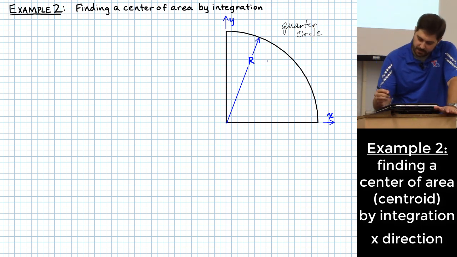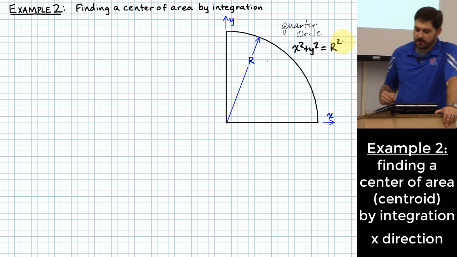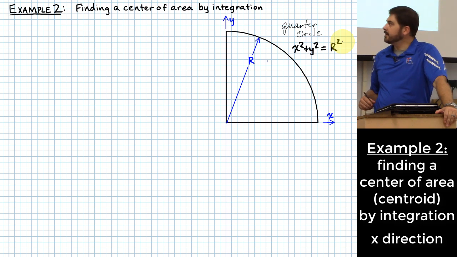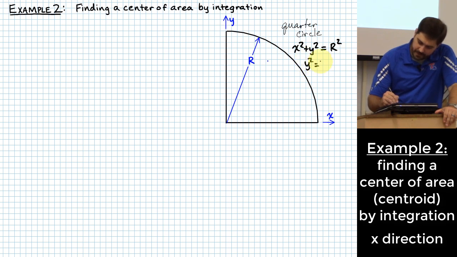Okay? I hear someone saying it's based on this idea that x squared plus y squared is equal to what? R squared? Okay? We could do it with polar coordinates. Let's just do it with rectangular coordinates. So let's actually solve this and say y squared is equal to r squared minus x squared, which means y is equal to the square root of r squared minus x squared.